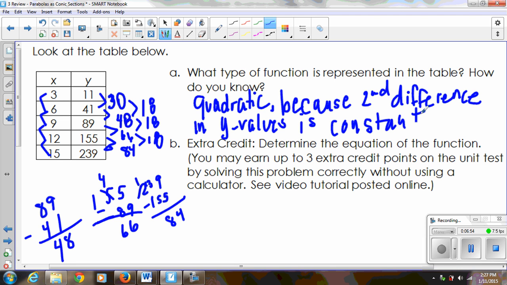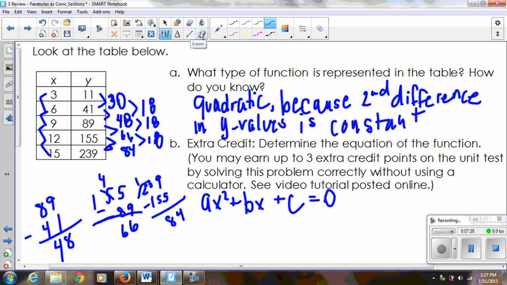Okay. So you may be wondering, how on earth could we possibly come up with an equation for this function without using our calculator? Well, we can go back to what we were doing at the very beginning of the year with systems of equations. If you remember, if I know that this is a quadratic function, in standard form, every quadratic function can be rewritten as ax squared plus bx plus c. And that would equal 0. Or, I'm sorry, that would equal y.